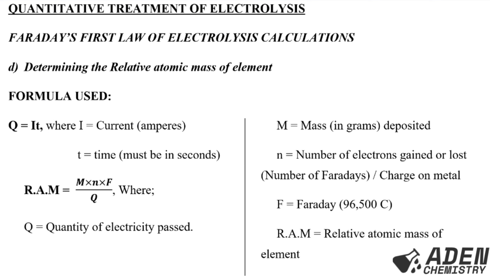So M is mass in grams deposited, N is the number of electrons gained or lost, in other words, number of Faradays, or the value on the charge of the metal. Then F is Faraday, and it is given by 96,500 coulombs, and R.A.M is relative atomic mass of element.